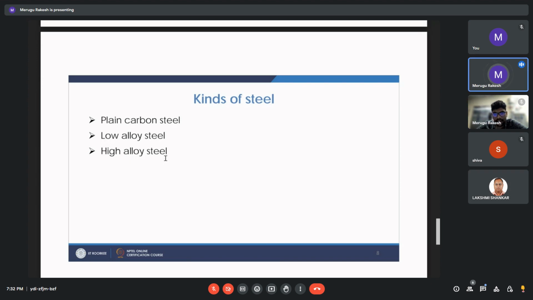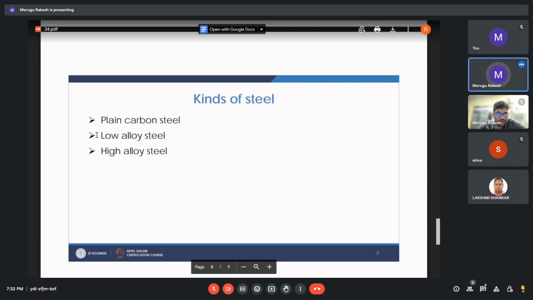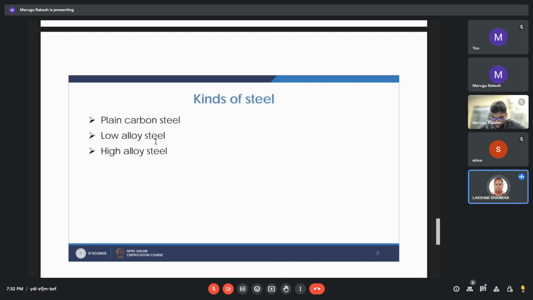In different books, different ranges are given, but in this, plain carbon steel is like below 0.2%. Between 0.2 to 0.5, we have low carbon steels, and above 0.5, we have high alloy steels. Okay, but sir, if some objective type of question is there, how should they give the range? According to that, you have to select. Right, right.